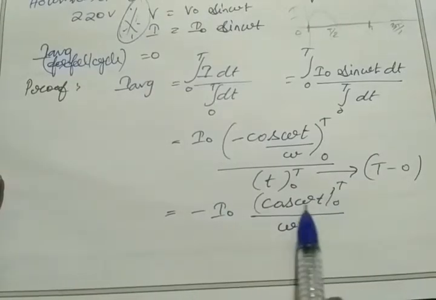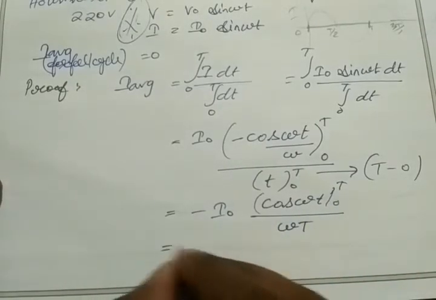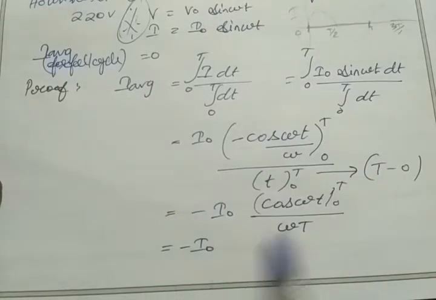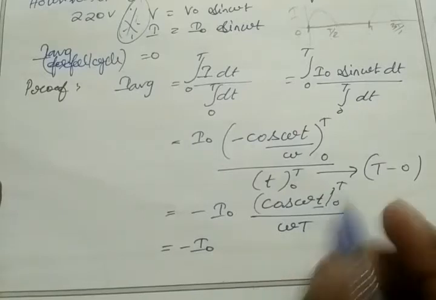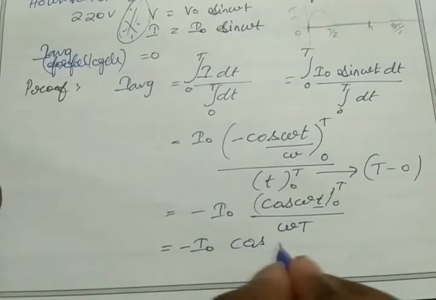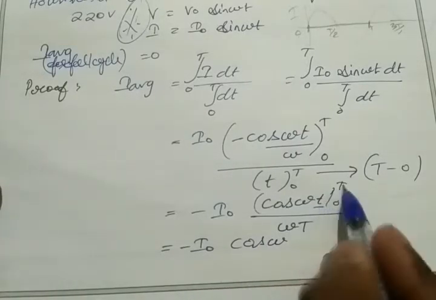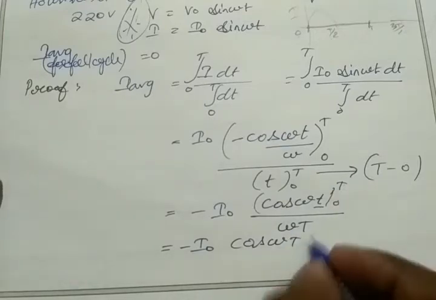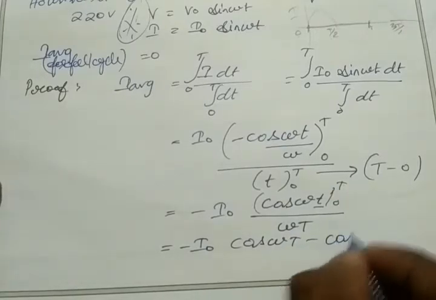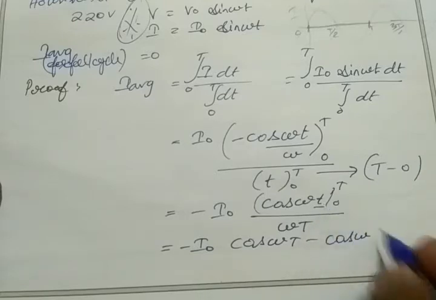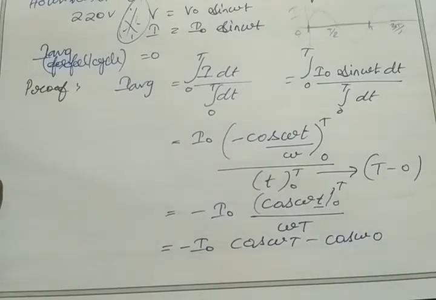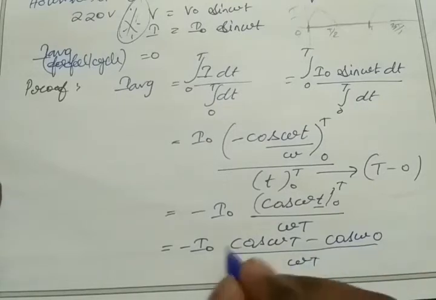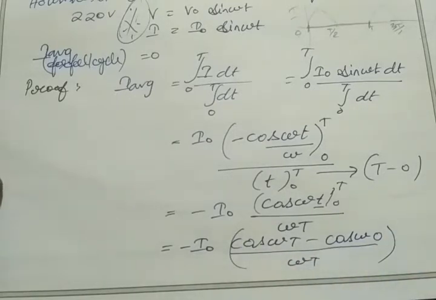Then substitute limit for this equation, we have minus I naught. Substitute upper limit minus lower limit. So for t, instead of t substitute the upper limit, cos omega t minus cos omega, for t substitute lower limit, that is 0. Clear? Divided by omega t. Okay, I write it here.